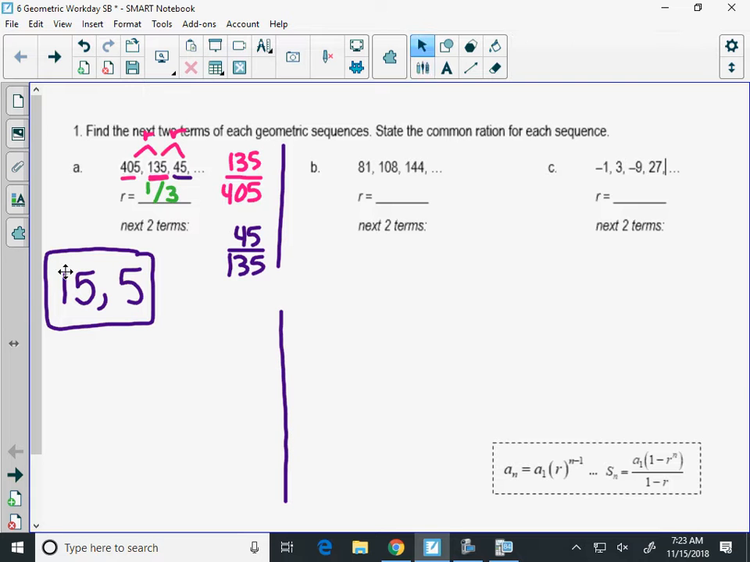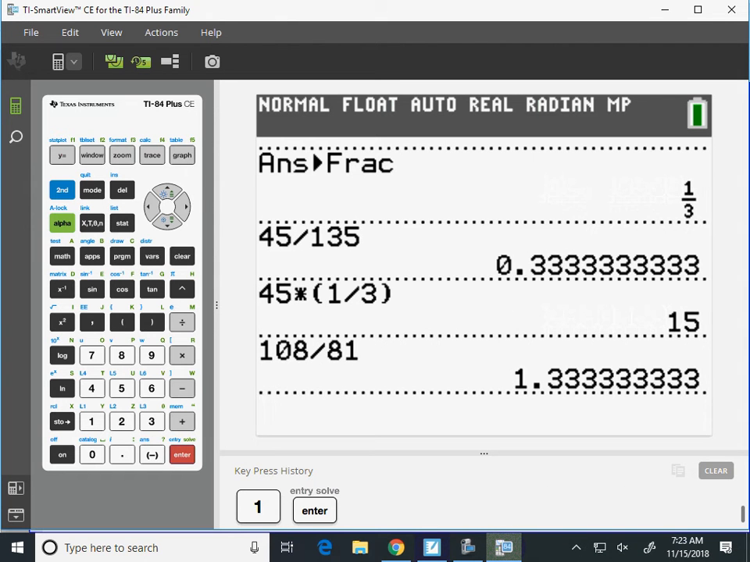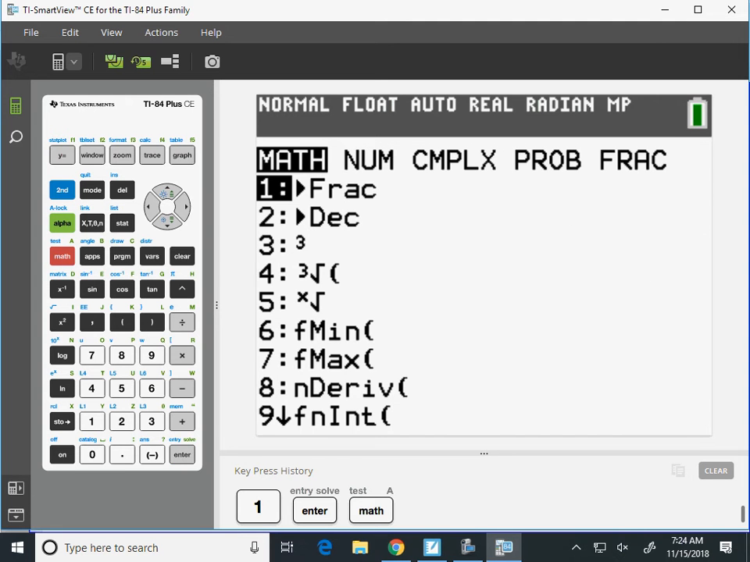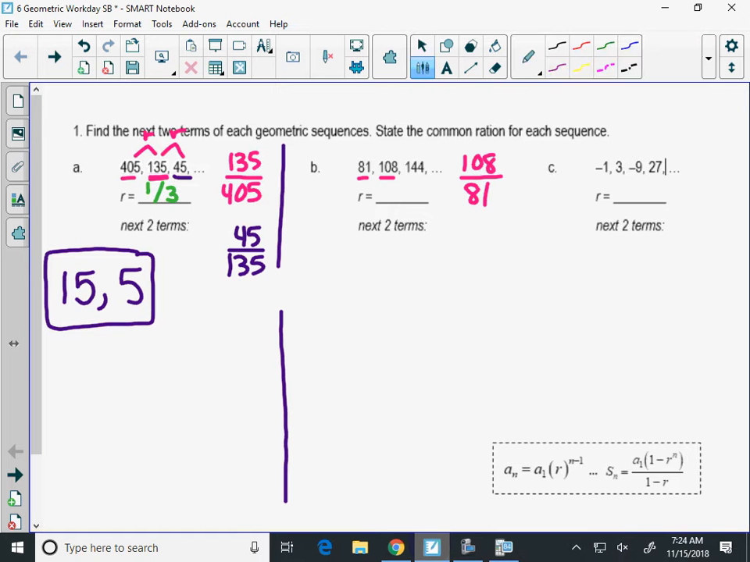Find the common ratio by figuring out what is 108 divided by the first term of 81. So 108 divided by 81 gives you 1.3 repeating, and that's 4/3. But if you don't know that, hit math, enter, enter. It'll tell you that the common ratio there is 4/3. So 4/3 here.